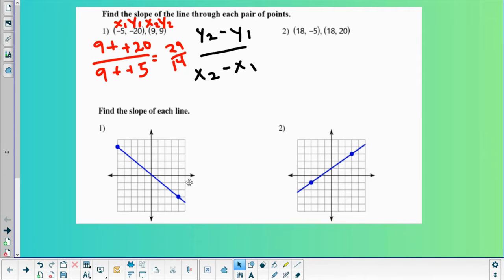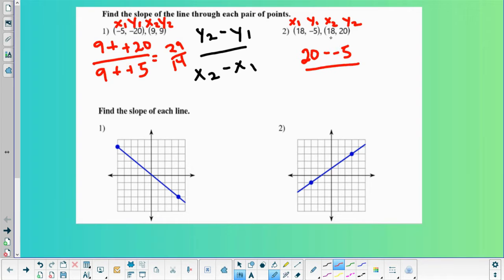All right, let's talk about the one over here. So again, I have x1, y1, x2, and y2. And if I sub them in, I have my y2 is 20, minus my y1 is negative 5. All right, then my x2 is 18, minus my x1 is also 18. Okay, so I have my plus plus on top, so I end up with 25 on top, and I end up with 0 on the bottom.